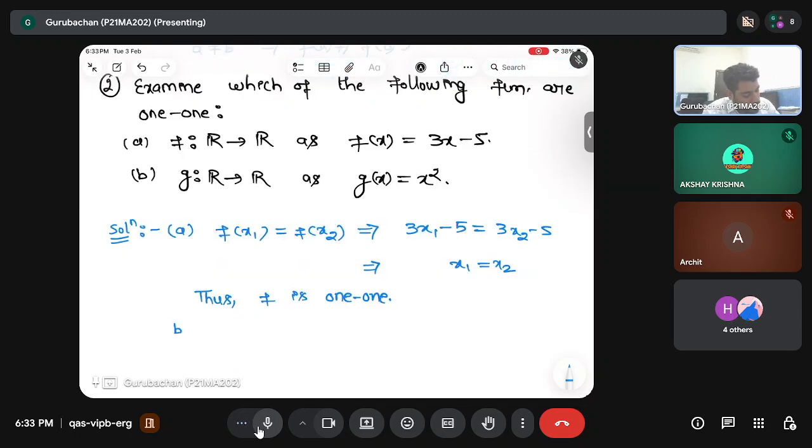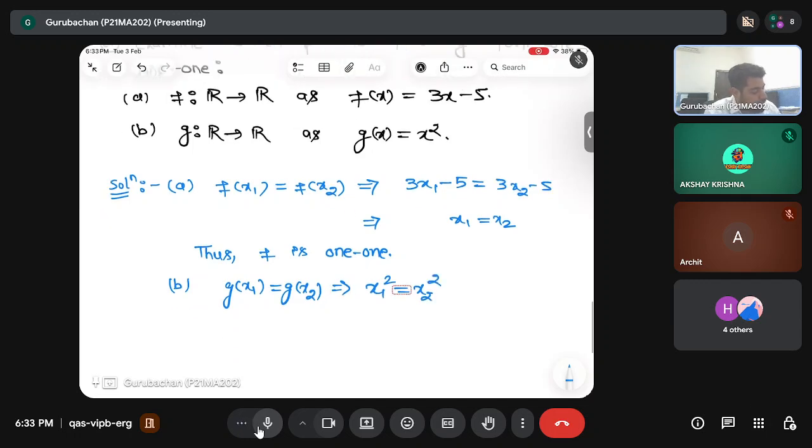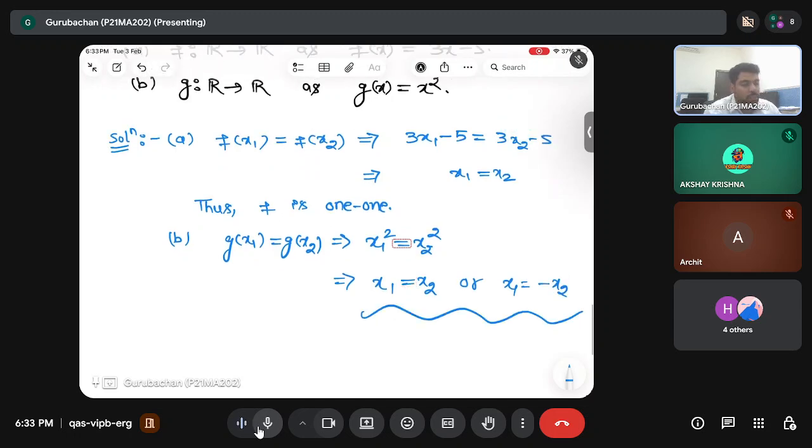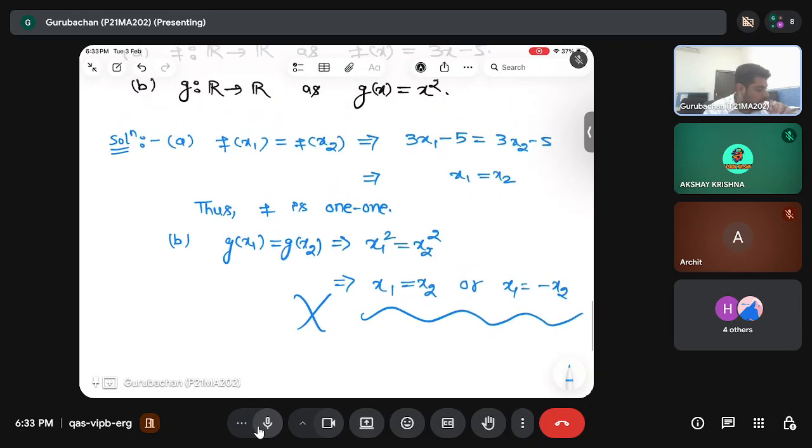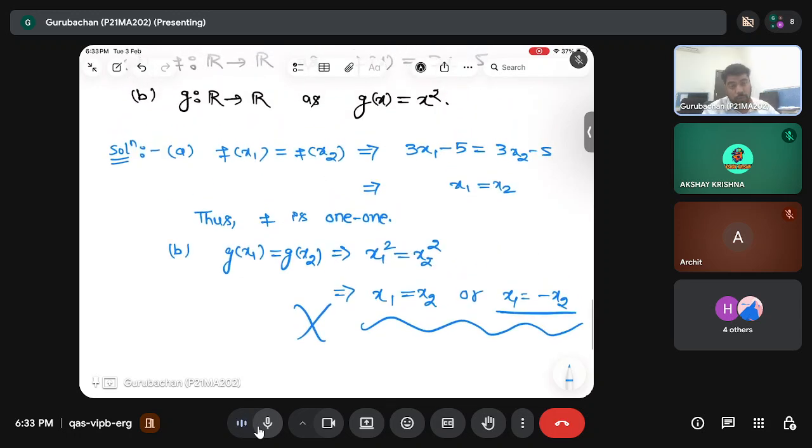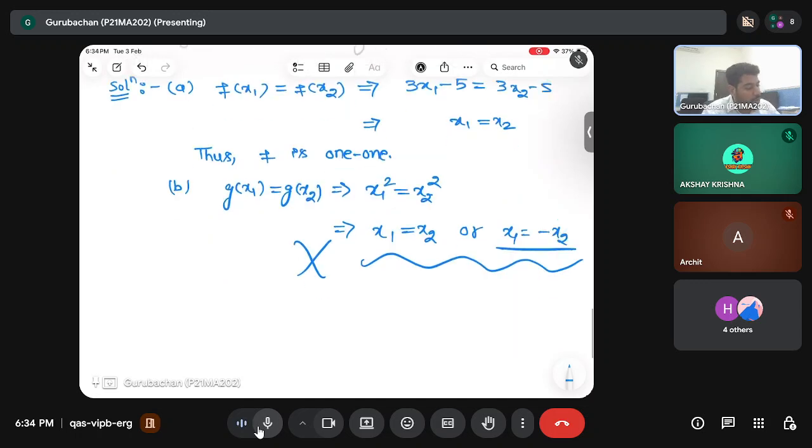While if you try to do it for this second one, that is the function g, g of x1 is equal to g of x2, so that means x1 square equal to x2 square. So that means x1 equal to x2 or x1 equal to minus of x2. We have two possibilities, so it's not general, so we cannot say it is a proof. So we can find one example in which x1 is not equal to x2, but still their images are equal, and this second one is giving you a hint about it.